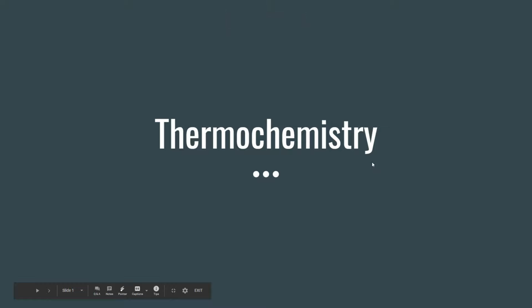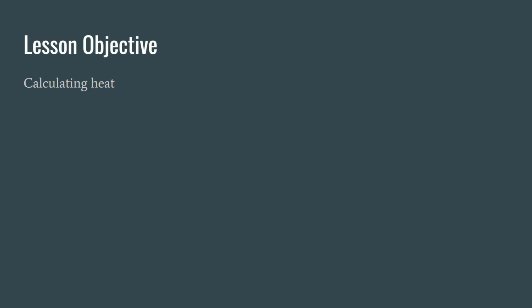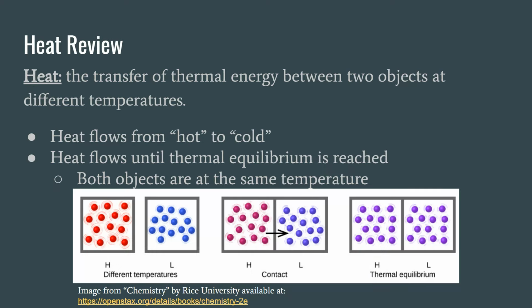Let's go ahead and continue our unit on thermochemistry, and our goal today is to calculate heat. As a quick recap, heat is the transfer of thermal energy between two objects at different temperatures. We said that heat always flows from a hot object to a cold object, and that heat will continue to flow until the objects reach thermal equilibrium, or that they're both at the same temperature.